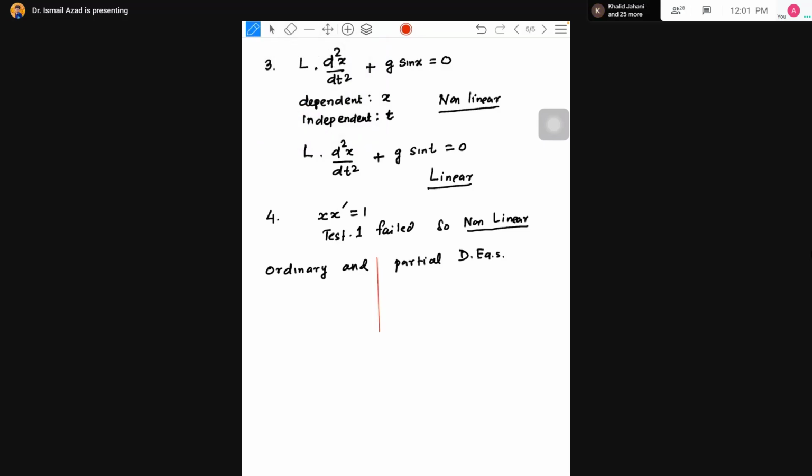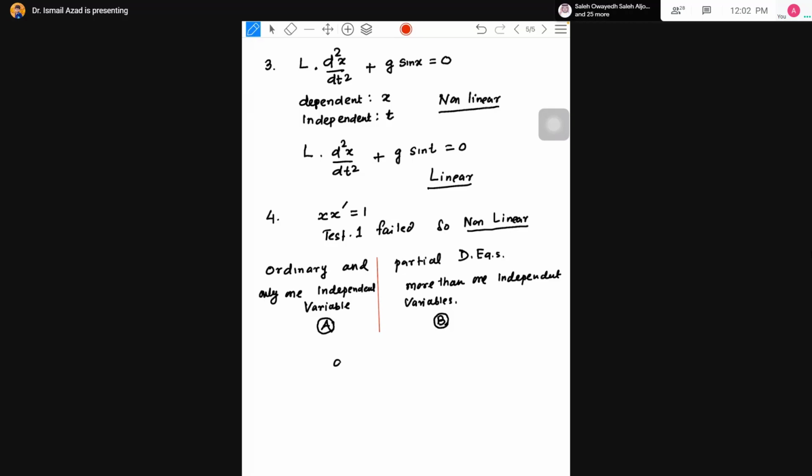Ordinary means only one independent variable. Partial means more than one independent variable. That's all. Let me give an example so that you can identify. I will give A for ordinary, B for partial, so you can answer by this.